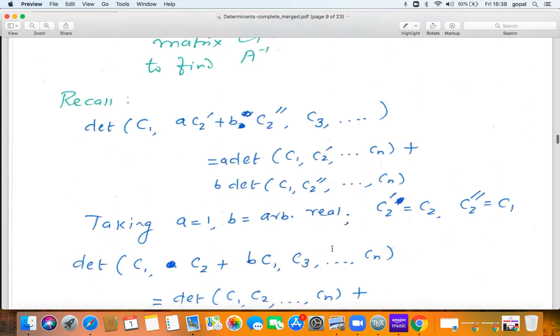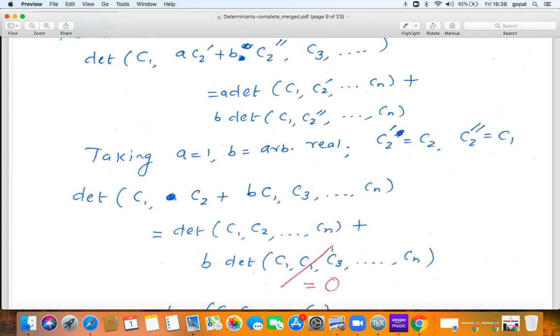So recall that determinant of C1, if I replace the second column by a C2 prime plus b C2 double prime, then I get that the value of the determinant is a linear combination of these two values: a times determinant C1 C2 prime ... Cn, plus b times determinant C1 C2 double prime ... Cn. So now I'm going to take a equal to 1, b arbitrary, and I'm going to take C2 prime to be C2 and C2 double prime to be C1.